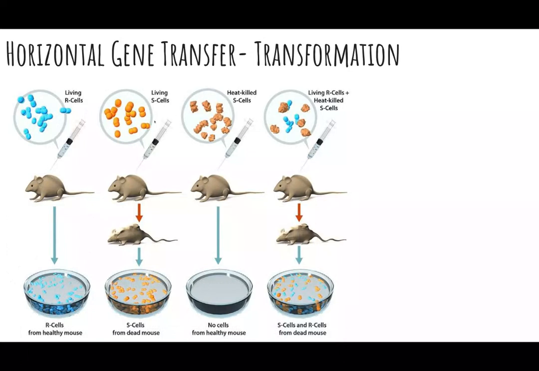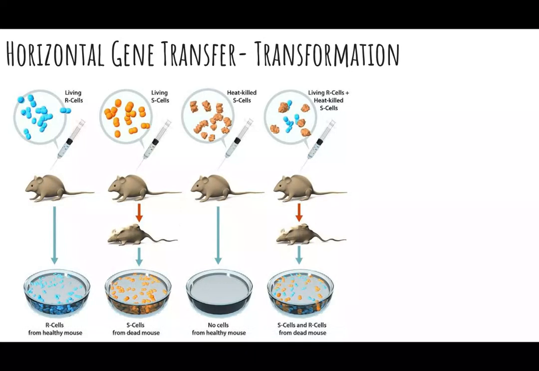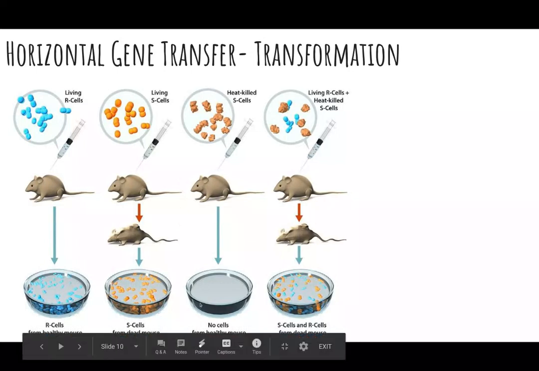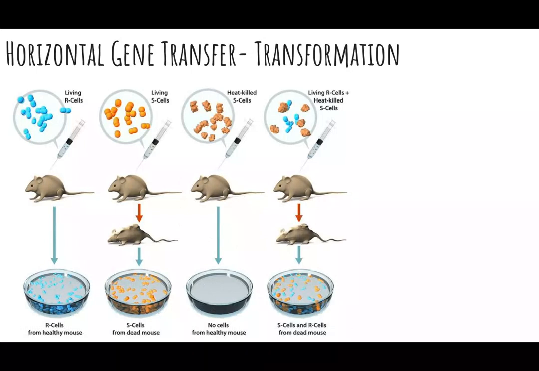But when the smooth cells, which have that capsule, and remember that's an important virulence factor, were injected into the mouse, it died. If you recultured the blood, you got smooth cells. If you took the smooth cells and heat killed them by boiling them and injected them into the mouse, the mouse lived, and we didn't culture out any kind of bacteria because they had all been killed by the heat. But this is where it gets weird.